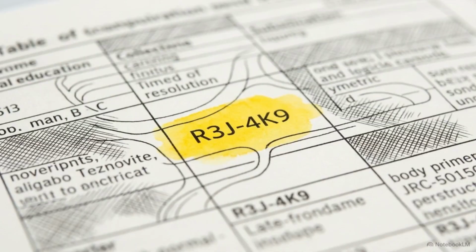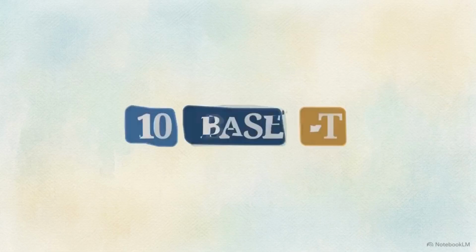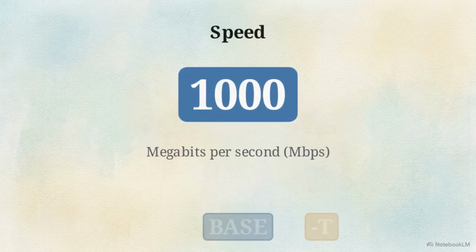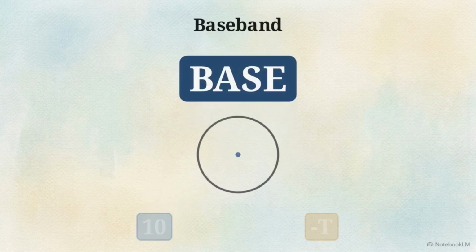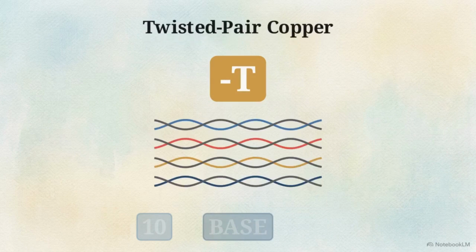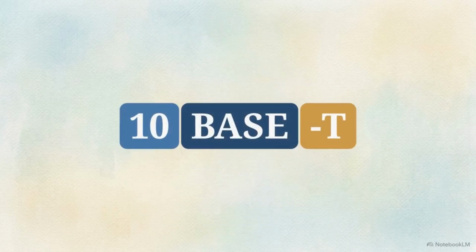These spec sheets are actually simple, predictable codes. Take 10BASE-T. We can break it into three sections. The opening number represents speed in megabits per second, scaling to 100 or 1000 for faster networks. Base means baseband, dedicating the cable to one signal. Finally, T stands for twisted pair copper.